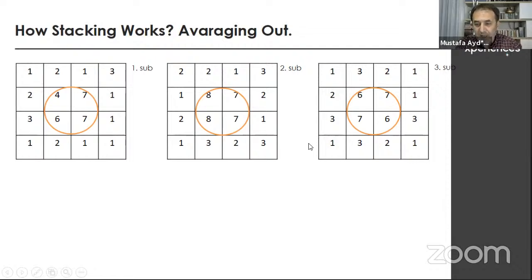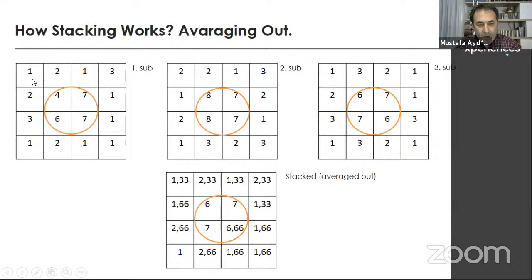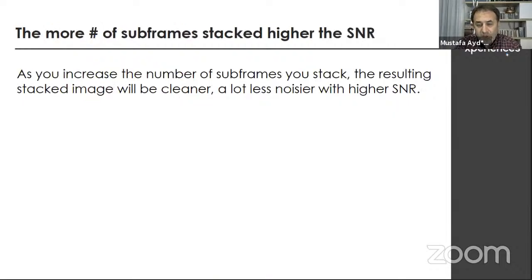What you're doing when you're stacking is actually summing up all the pixel values and averaging them out, like here. So we summed 1, 2, and 1, and divided by 3, and we have 1.33. We did the same thing for this pixel, 2, 2, 3, and for this pixel. The software you're using is doing this while stacking. So at the end, as you see, the numbers are getting closer to each other, and that shows that the resulting stacked photo is less noisy. And as you increase the number of subframes you stack, the resulting stacked image will be cleaner, a lot less noisy, with higher signal to noise ratio.